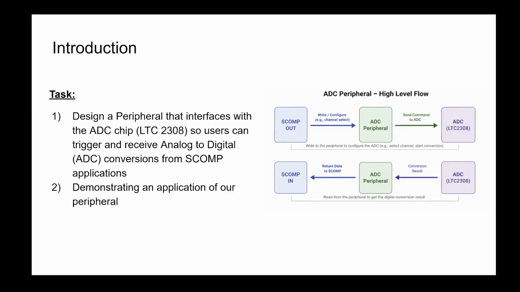To the right here is a higher level flowchart showing our peripheral's functionality. We're able to write to our peripheral to configure the ADC, and then that'll let us select channels and start a conversion. And then we're also able to read from the peripheral to get our digital conversion result back.